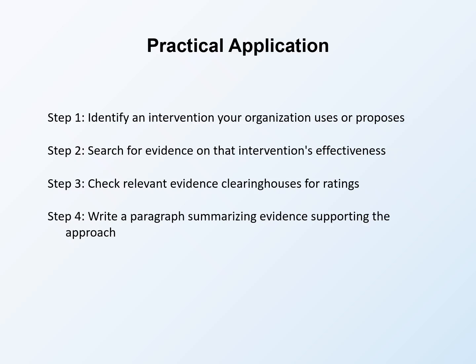This practical exercise walks you through a complete literature review process for one intervention. Step 1. Identify a specific intervention your organization uses or proposes to use. Be precise about what you are researching. Rather than tutoring generally, specify peer tutoring for elementary math or one-on-one adult literacy tutoring. The more specific your intervention definition, the more relevant your evidence search will be.